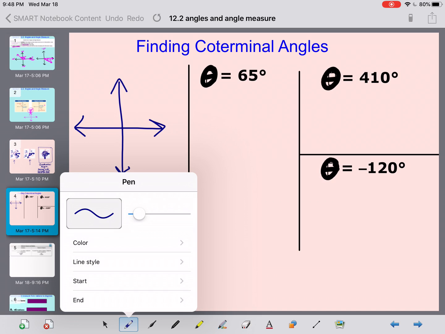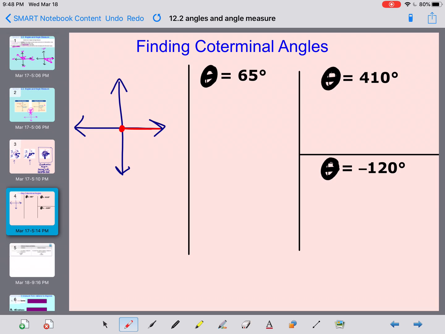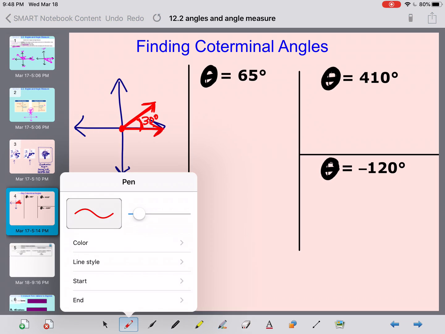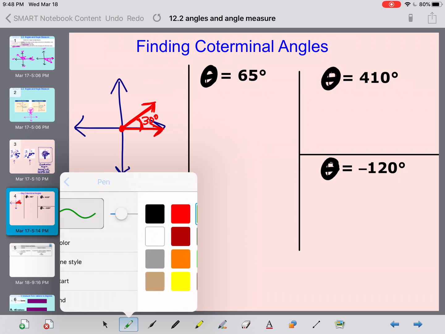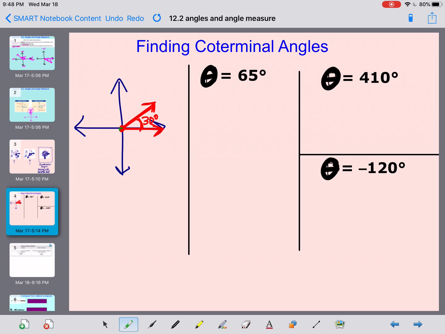So if we have, let's just draw 30 degrees. So here's my initial side. Here's my terminal side. Right, this is 30 degrees. I want to draw another angle that shares that same terminal side, okay? But it can't be 30 degrees. So I'm going to draw another angle right on top of it. So here's the initial side. If I go around a full rotation and then stop at that same terminal side, right? These are, the green and the red are coterminal angles.